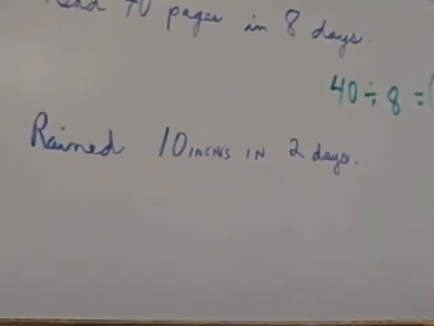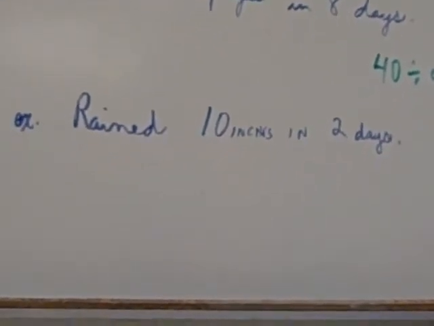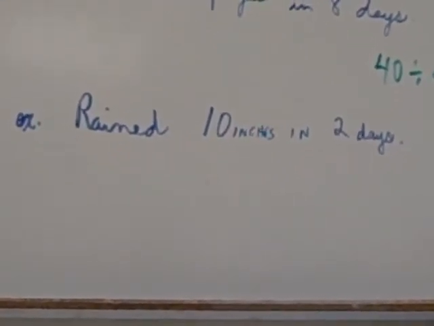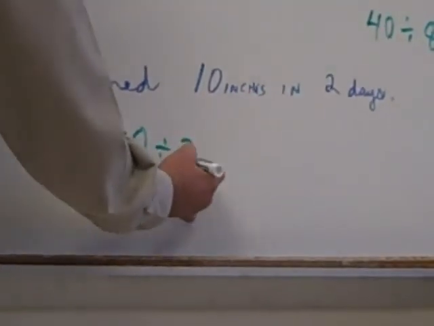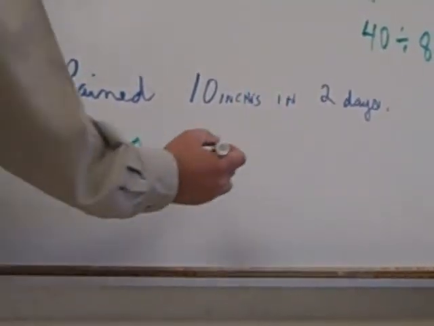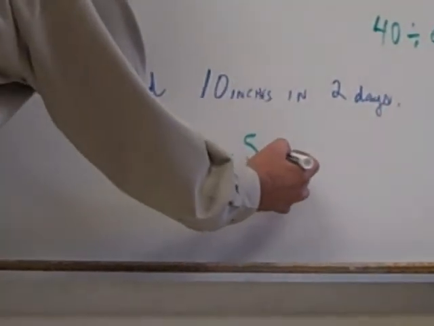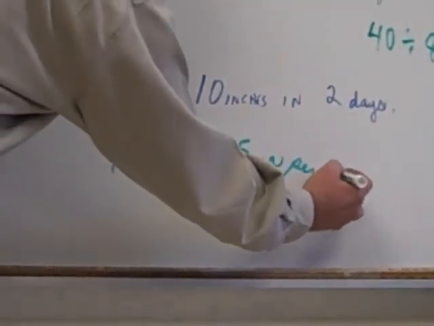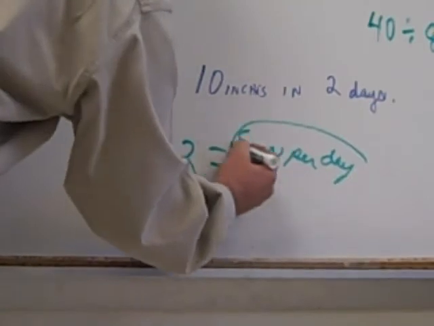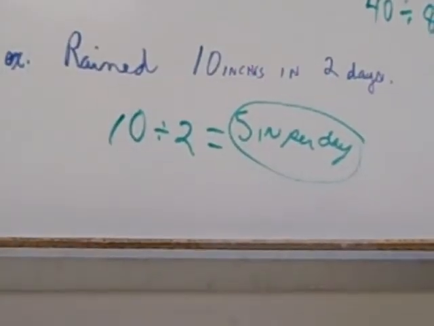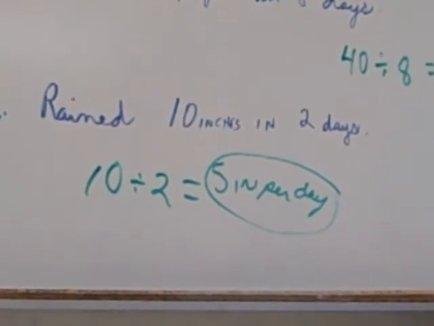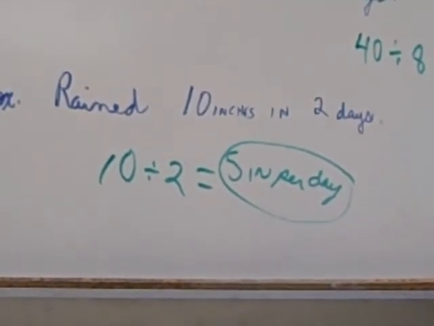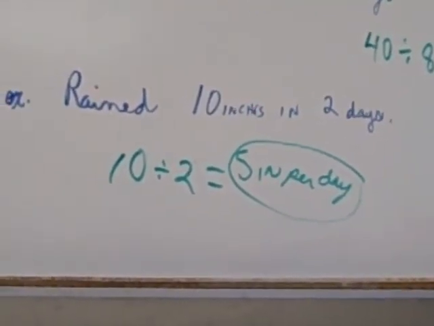It rained 10 inches in 2 days. This is hard stuff. I know. 10 divided by 2, 5 inches per day. Now those are the shortened versions. Then they throw it to us.